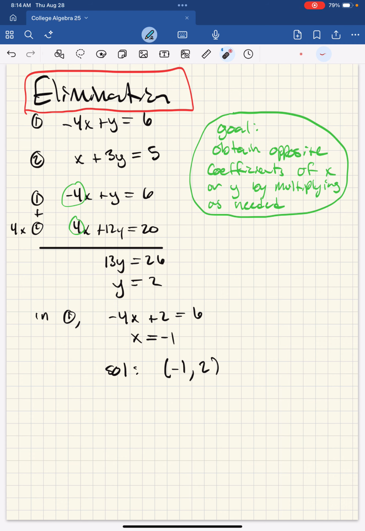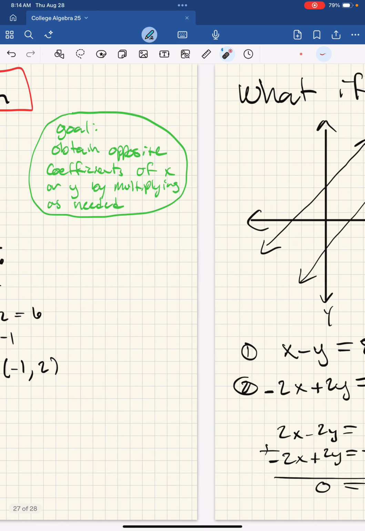Now from here, it's the same as the previous situation in substitution. Just sub y equals 2 into whichever equation appears easiest to you. So what I did was I plugged in 2 for y in equation 1 and solved for x and got negative 1. Write the solution as an ordered pair.